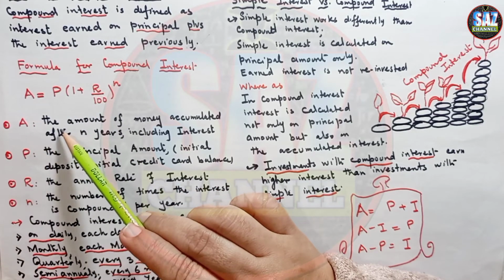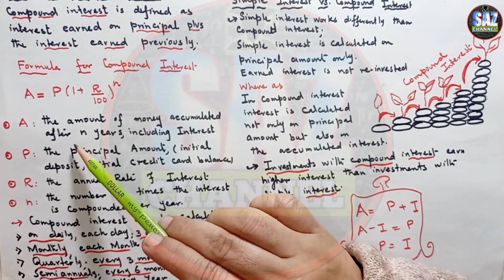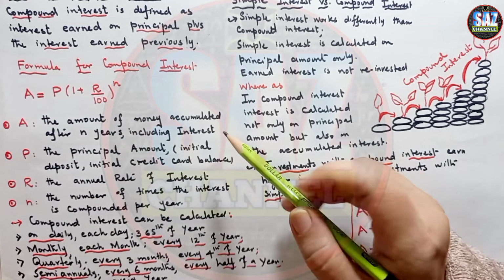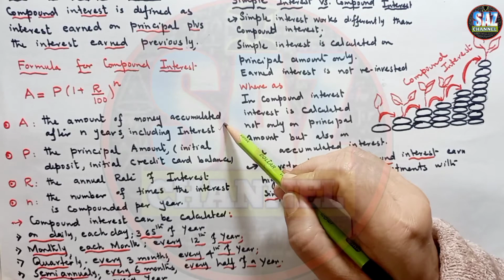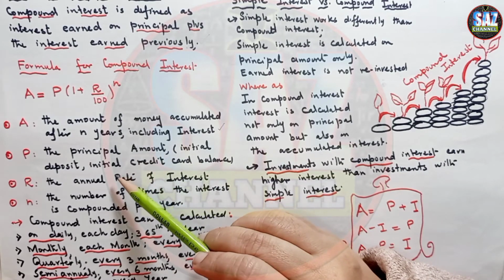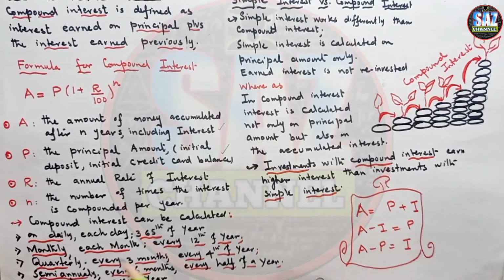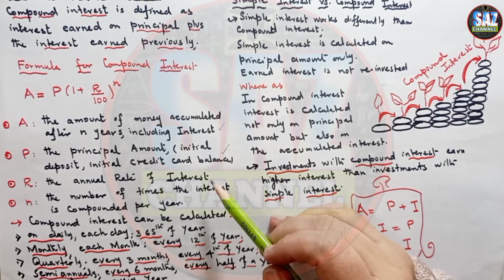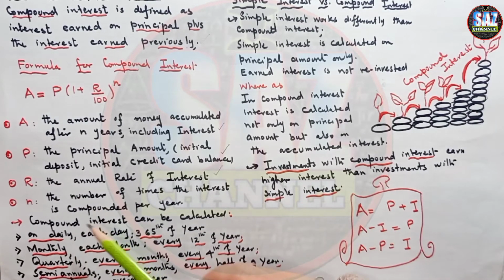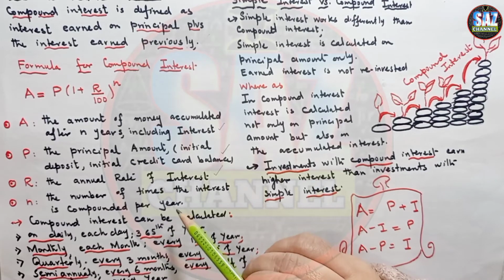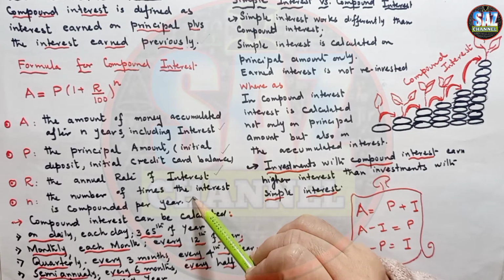A stands for the amount of the money accumulated after n years including interest. P is the principal amount, the initial deposit or initial credit card balance. R is the annual rate of interest, and N is the number of times the interest is compounded per year.